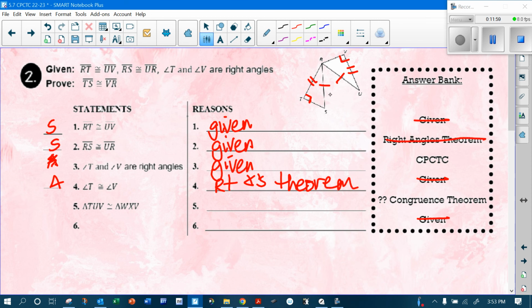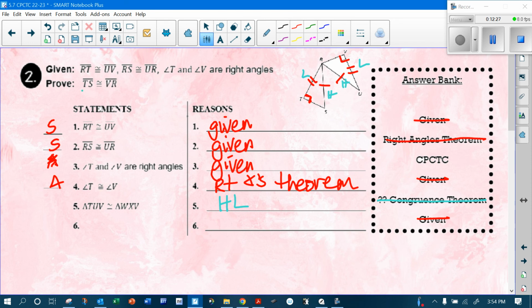Now, why are these two triangles congruent to each other? Because notice my step right here says that triangle TUV is congruent to triangle WXV. So why are they congruent? Well, since they are right triangles, and I can see here that this hypotenuse is equal to this hypotenuse, and this leg is equal to this leg, then I know they are congruent by the hypotenuse leg theorem.